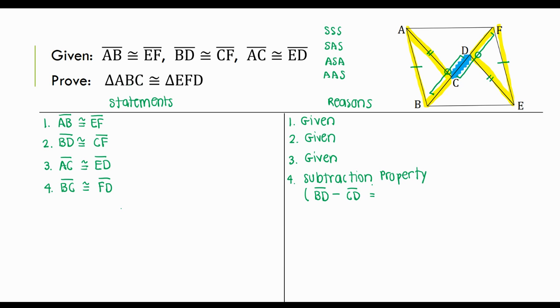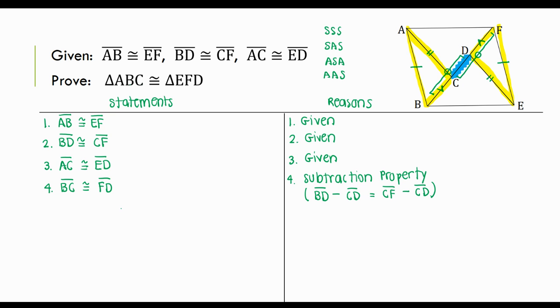On the other side, what did I start with? Well, the big piece was the segment of CF. What did I take away? I took away what they had in common, which is CD. When I subtract those, it leaves me with the segment of FD. Now I can mark that in my picture. Those two are congruent.